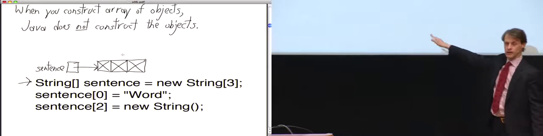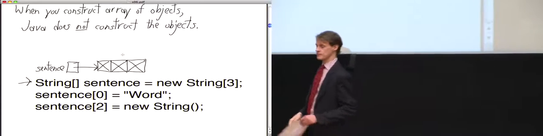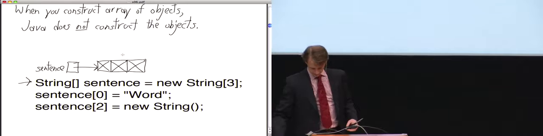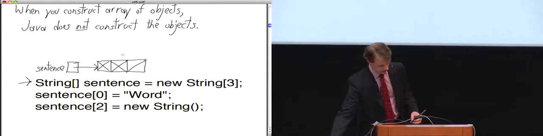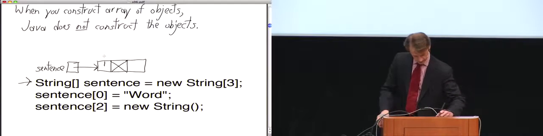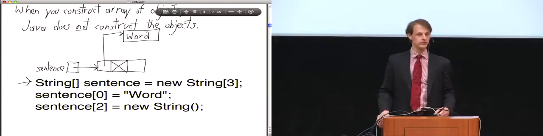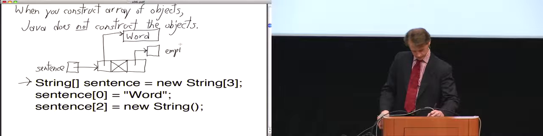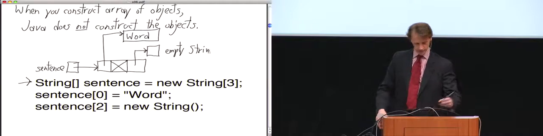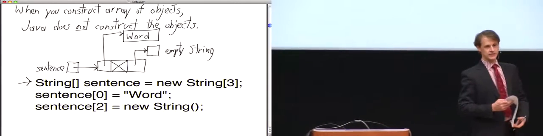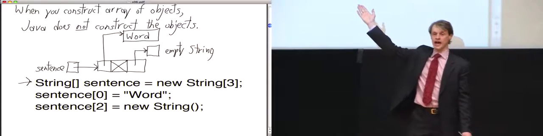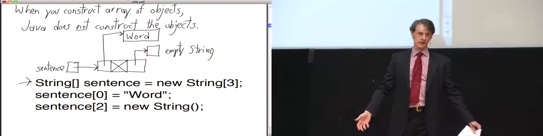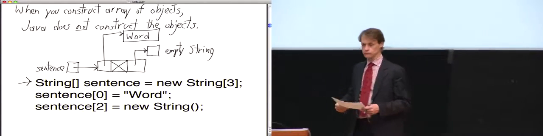Then I have a couple of lines of code here that do fill in some values. So we're going to set the first one to point to a string called word, which we've just constructed. And the other one will point to an empty string. And this particular code fragment leaves the middle one null, and if you don't initialize an entry in this array, it stays null. Questions about that?